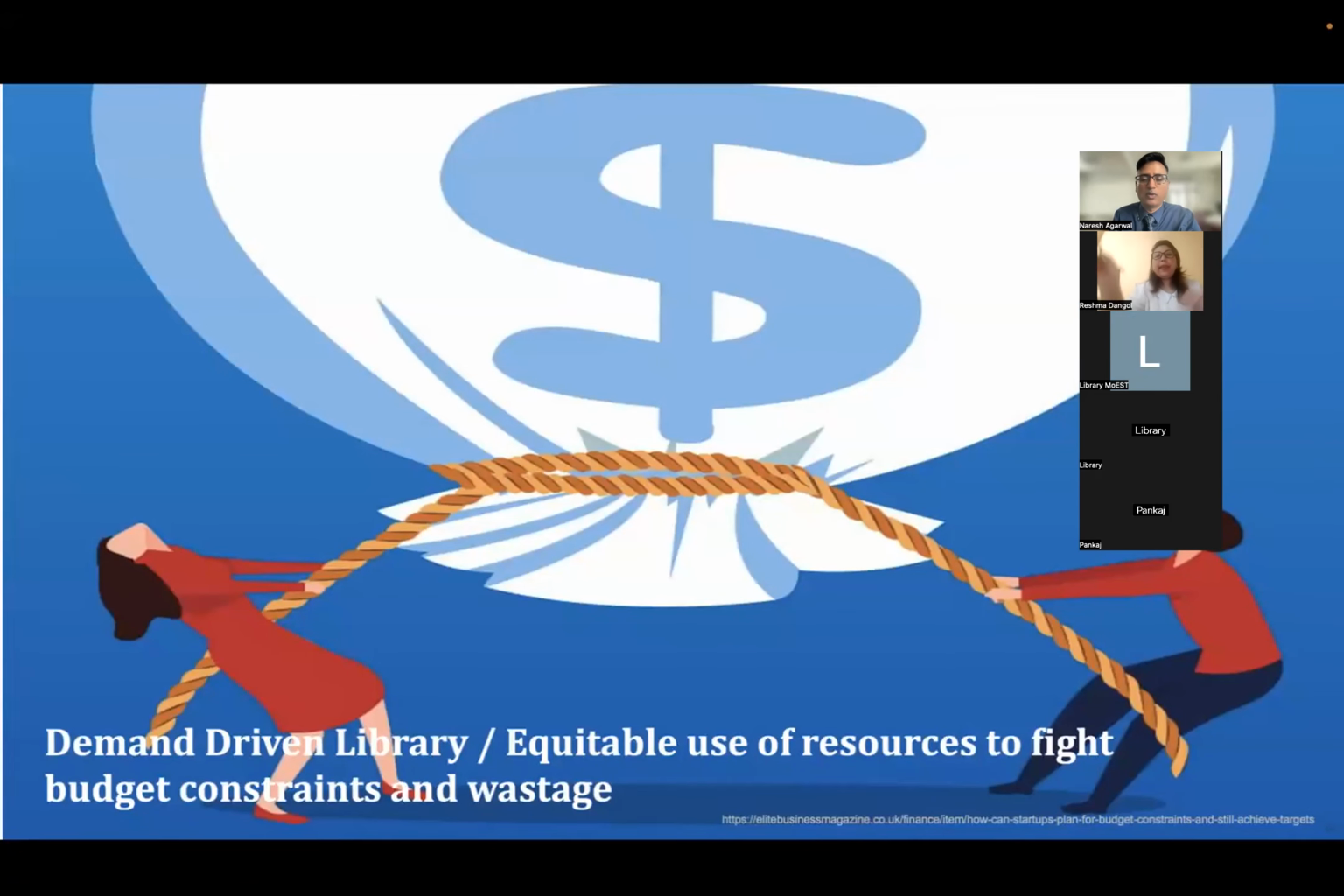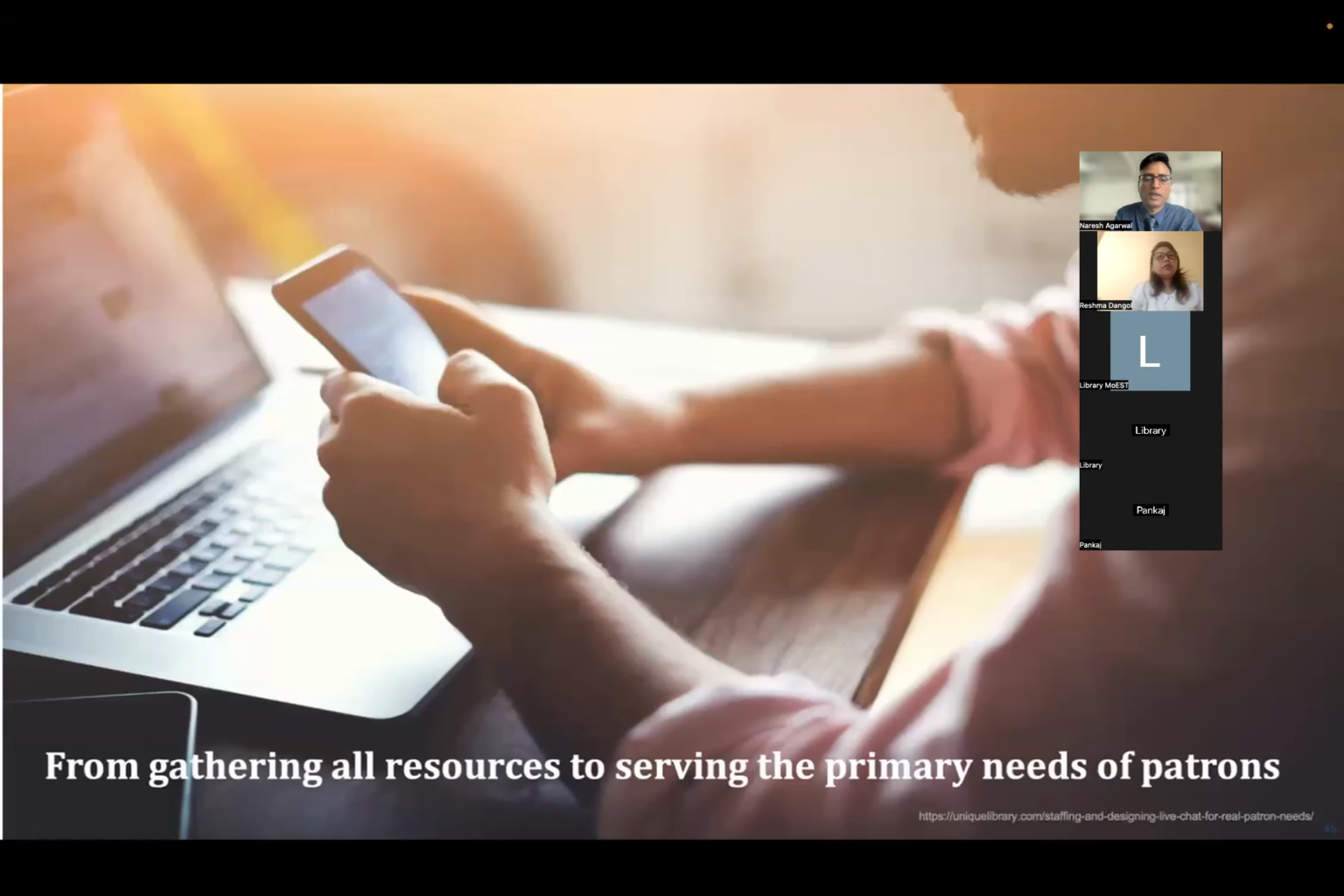And also when we have the fight for resources, right? How can we come up with a demand-driven acquisition of resources, whereby we buy the things which people need, and not just buy things? How to decide what to buy and what not to buy? And when you decide what not to buy, how does it impact the people who use the resources infrequently? So these are again some of the challenges and opportunities both. And also coming from turning into a place that gathers all resources to one that serves the primary needs of patrons. So that's one thing where the library plays a role as well.